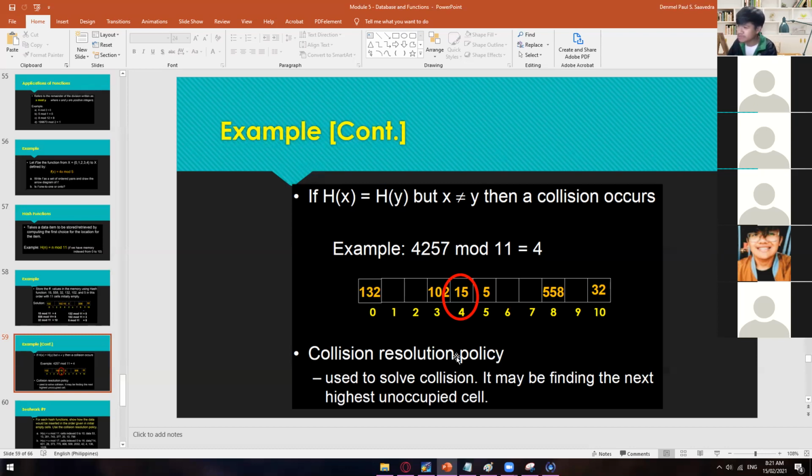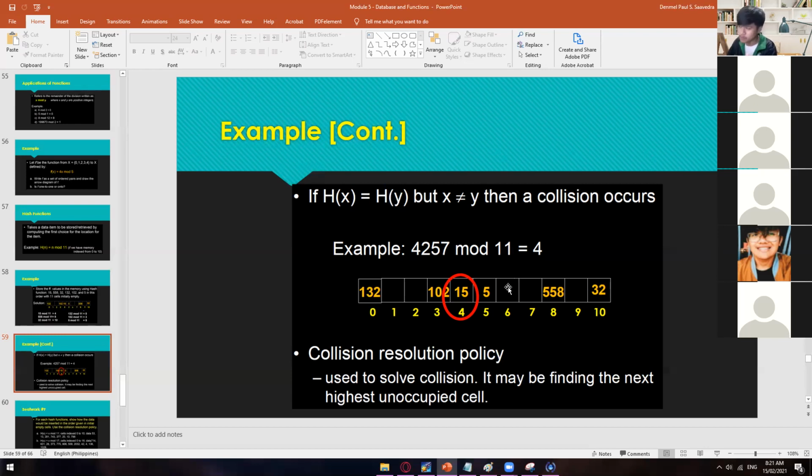So collision resolution policy is used to solve collisions. It may be finding the next highest unoccupied cell. So just look for the highest unoccupied cell. Okay. So we'll start with the lowest, of course, up to the highest. So 4,257 will now go to your 6th cell. Okay. So you can only do this one if there is a collision.